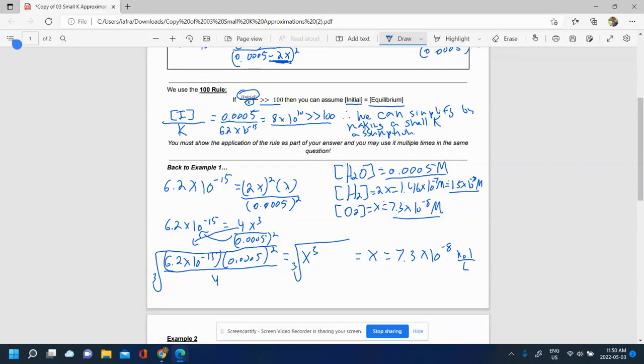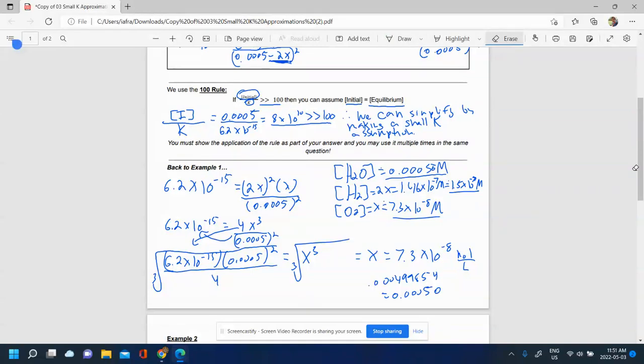If you wanted to check to see that this actually made sense, that the approximation is justifiable, if you do 0.005, then minus your 2 times your 7.3 times 10 to the power of negative 8, you'll get about 0.000499854. And when you round this to 2 sig figs, you get about 0.00050 anyways. So you get the same answer.